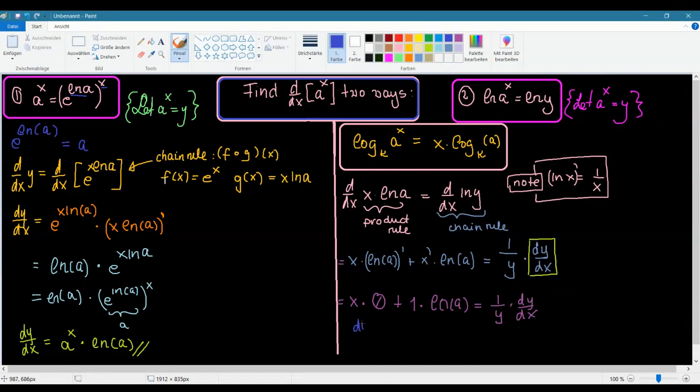We're going to end up with dy over dx, and this is our final solution, equals y times ln a. And that equals a to the x times ln a, because y is a to the x. So that is a to the x times ln of a. We got to the same conclusion both ways. Both ways are fine, whichever one you like best.